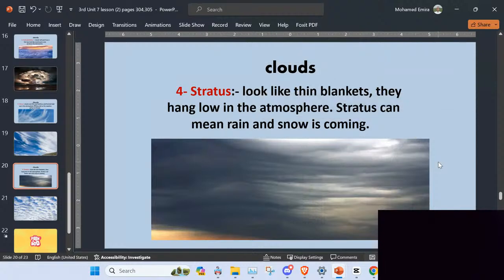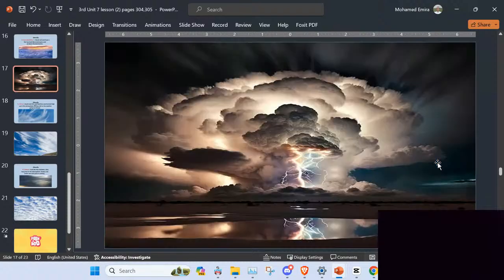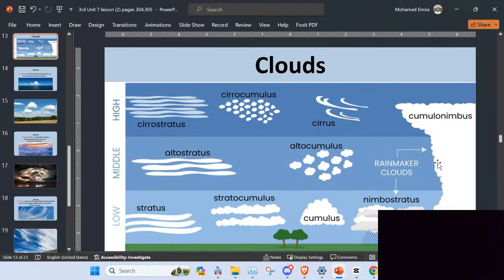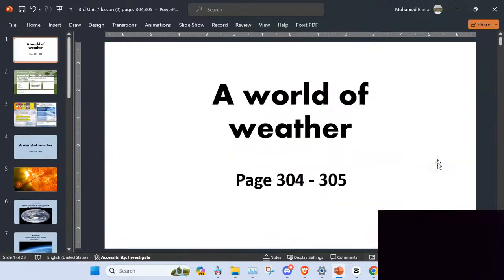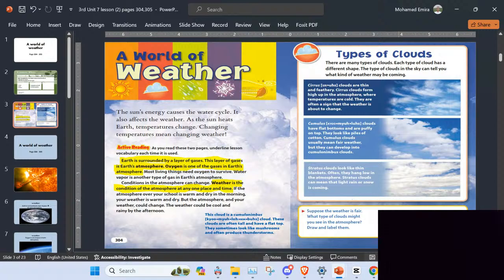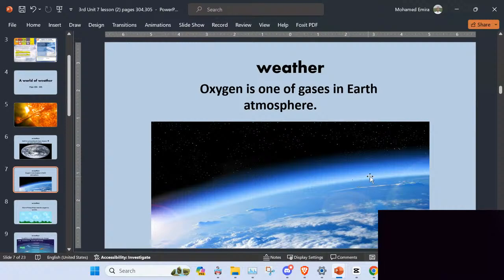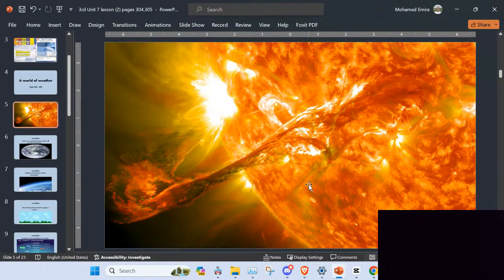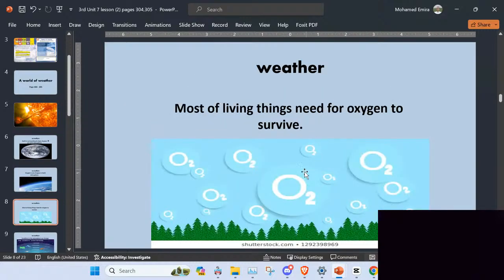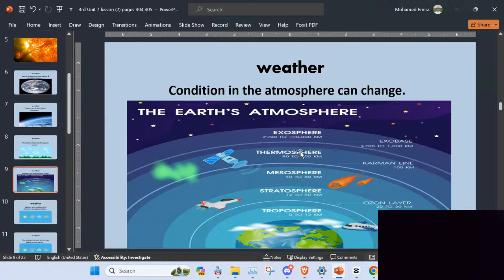So that's it. These are our four types of clouds for this PowerPoint, and this is all we covered in this PowerPoint. Again, in pages 304, 305, we learned that we have something called the atmosphere. What is the atmosphere? It's the outer layer of the Earth. It's made of gases and it's used for protection. It protects us from the high heat of the sun. Also, it keeps important gases we all need, like oxygen.